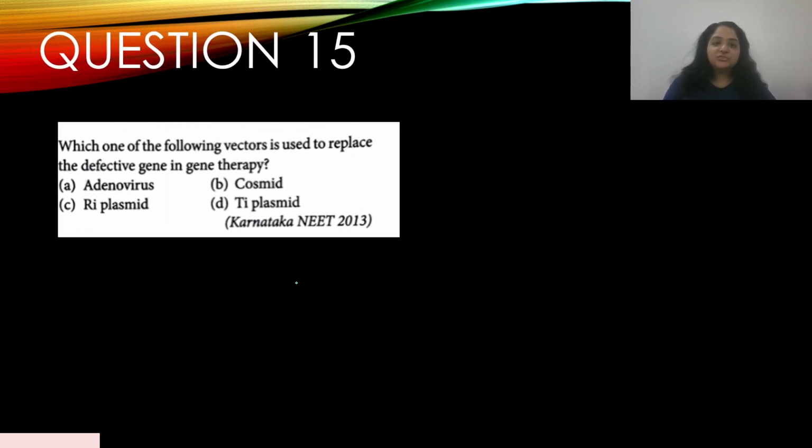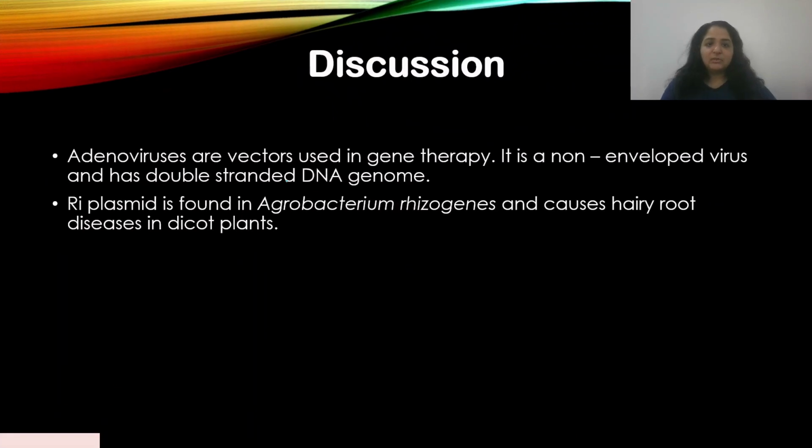Question number 15. Which one of the following vectors is used to replace a defective gene in gene therapy? This appeared in NEET 2013. A. Adenovirus, B. Cosmid, C. RI plasmid, and D. TI plasmid. In gene therapy, we have seen retroviral vectors play a role, when we saw how ADA gene deficiency was fulfilled. But there's another type of vector called adenovirus vector. So the option is A. That is also used in gene therapy. It is a non-enveloped virus and has a double-stranded DNA genome. So just like retroviral vectors, adenoviral vectors also play a role in gene therapy.